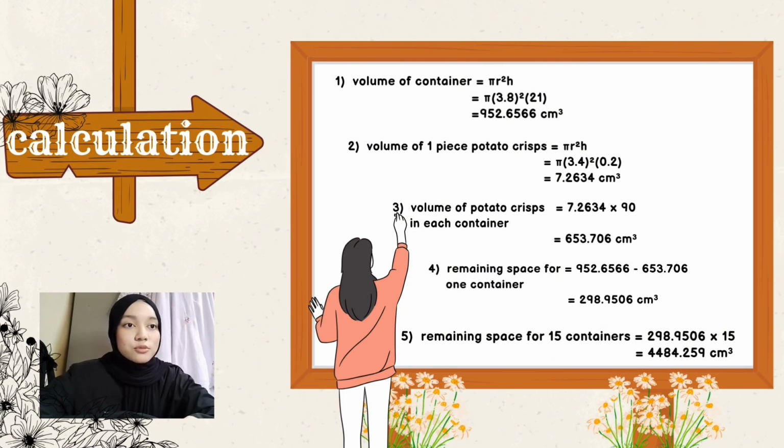The last step is the remaining space for 15 containers. We need to multiply the remaining space for one container by 15. So 298.9506 multiplied by 15, and the final answer we will get is 4,484.259 cm³.